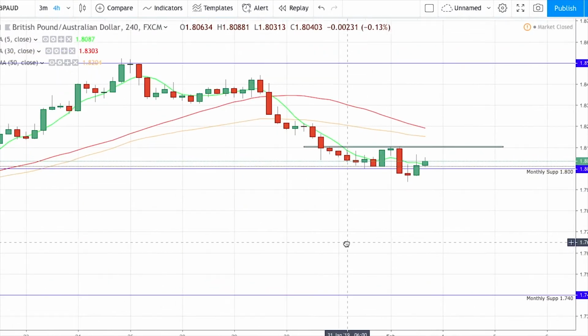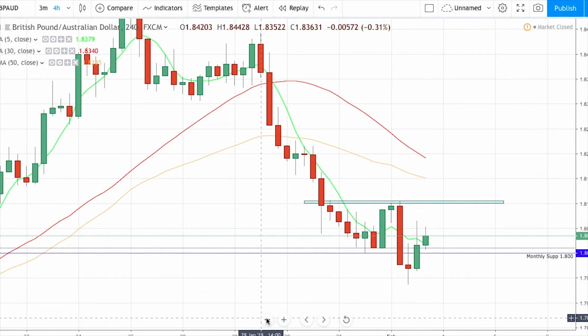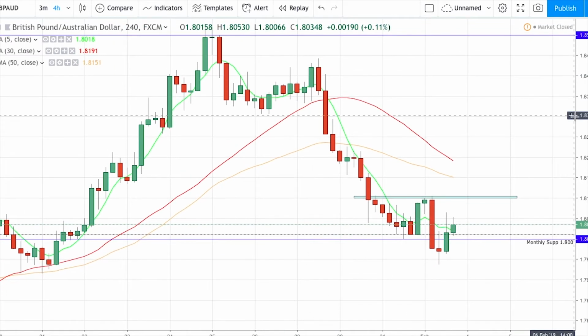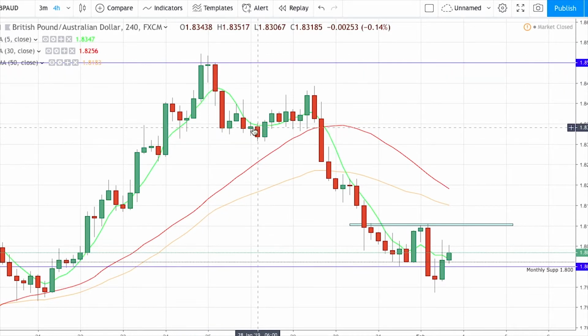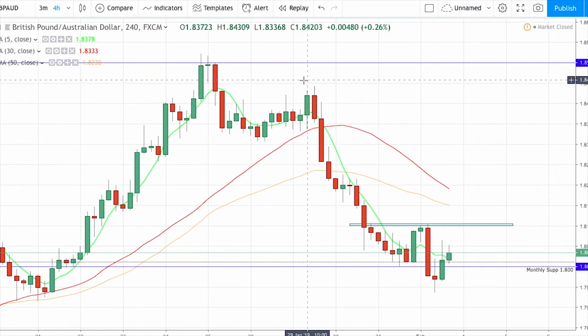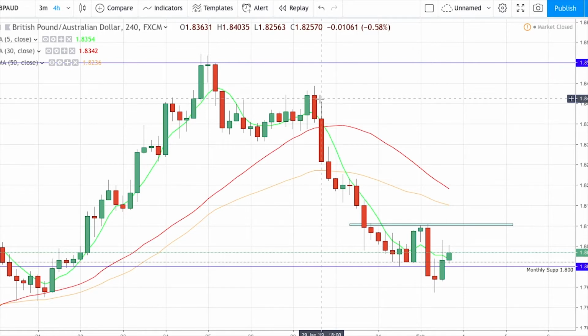Heading into the more intraday charts, I'll just get up the 4-hour time frame here. We can actually see this downpour from 1.85 a bit more clearly with strong bearish trend structure. So we had the high up here on 1.85, comes down into a low. We then formed a lower high. So bearish trend structure is lower low, lower high, lower low. So we expected a lower low, which we did get.